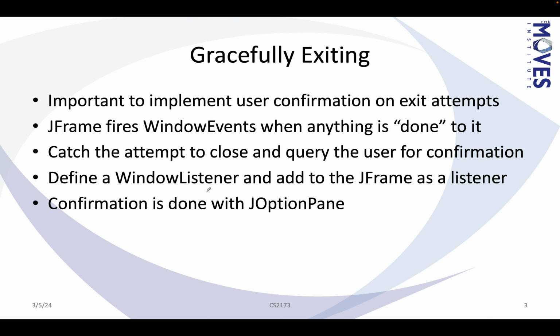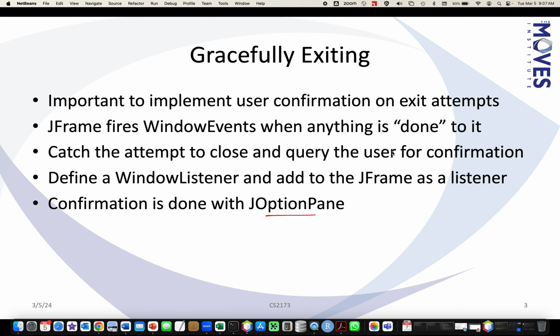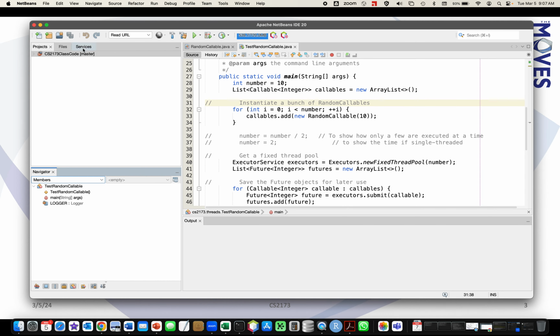So the idea, all right, so what do we need to do? We need to say, all right, if the user attempts to close the window, we want to catch that and do something with it. And the something is we want to confirm with the user that they really want to do that. That confirmation is going to be using this thing called a JOptionPane, which we'll get to in just a second. But first, let's take a look at what this actually is like.